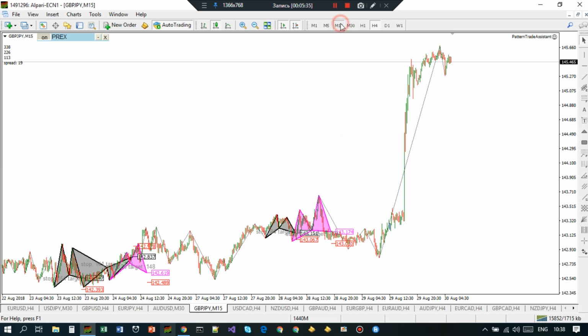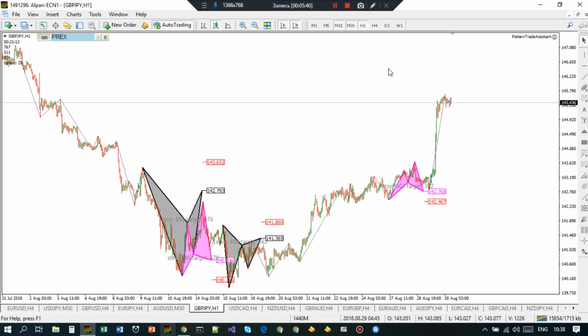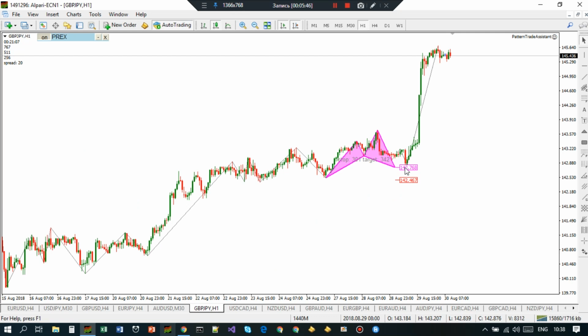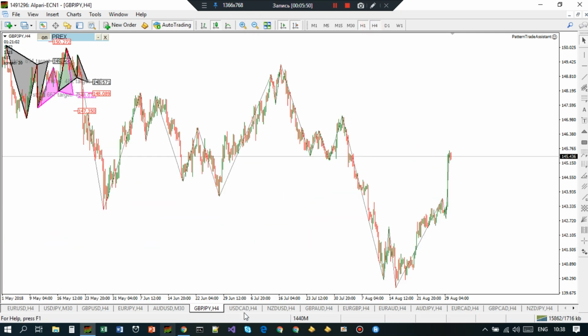Pound-Yen, let's go to 15 minute, nothing. 30 minute, nothing. 1 hour we had potential Cipher, but I doubt it was completed. Well, yeah, it was not completed. Then we go to 4 hour, nothing here.